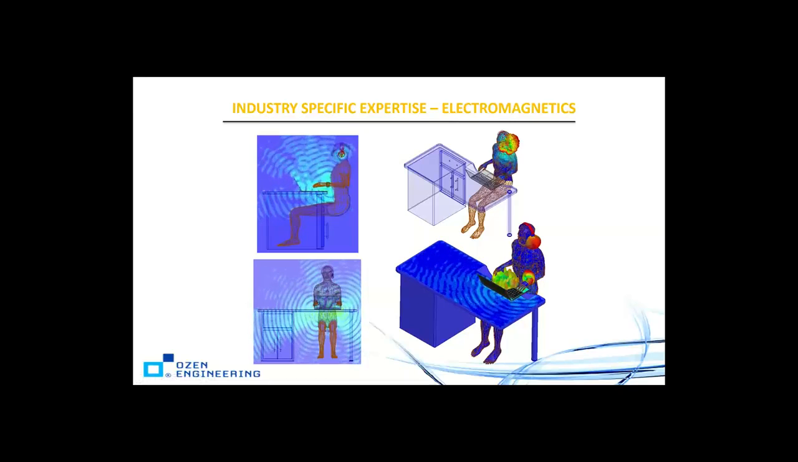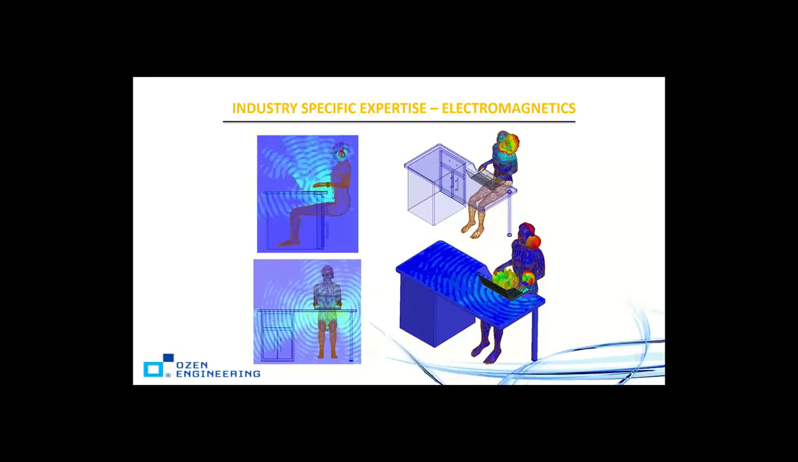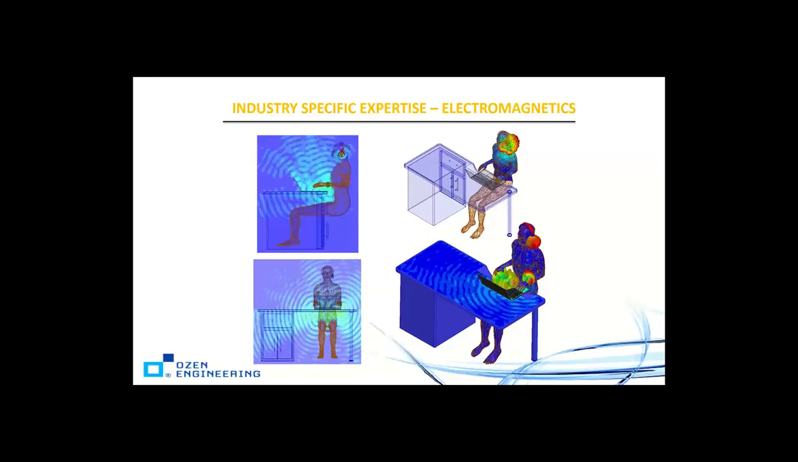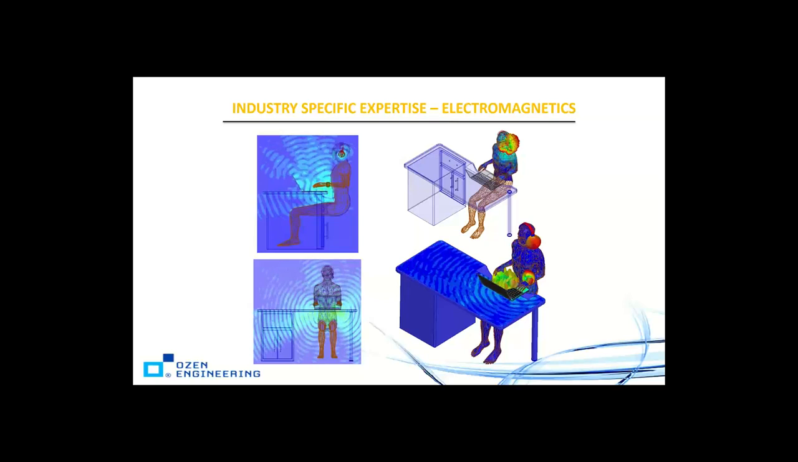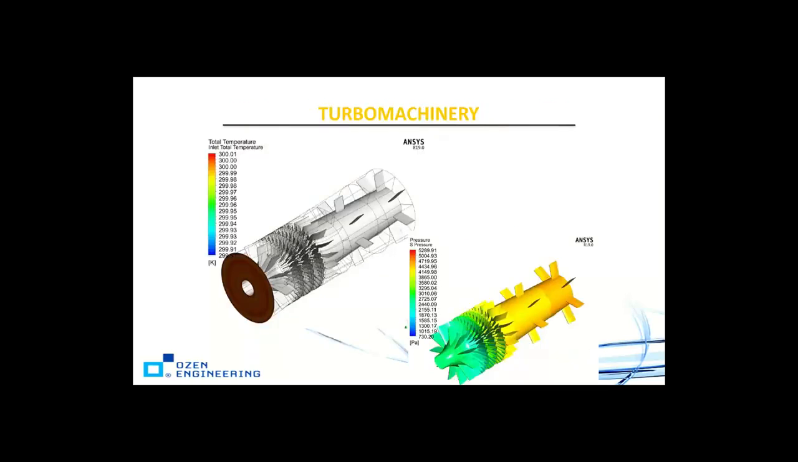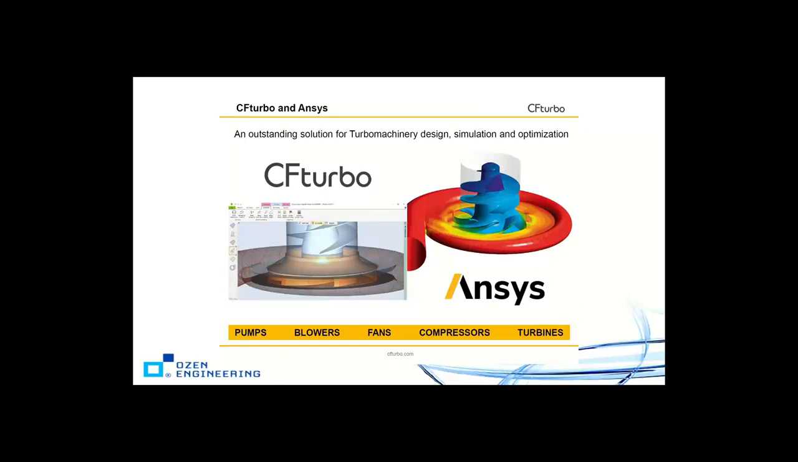Antennas are a big part of our business because IoT as well as autonomous vehicles all require antennas. But the main topic of the day is turbomachinery. As a company, we get involved in big and small projects that involve turbomachinery. That's why we have a big interest in CFturbo and how it aligns, how it talks to Ansys software products.